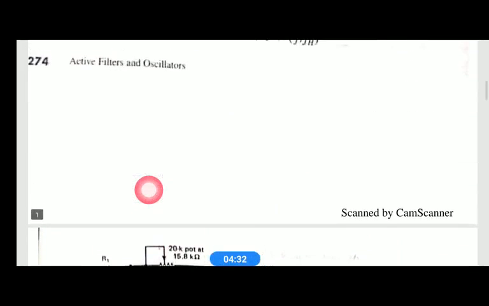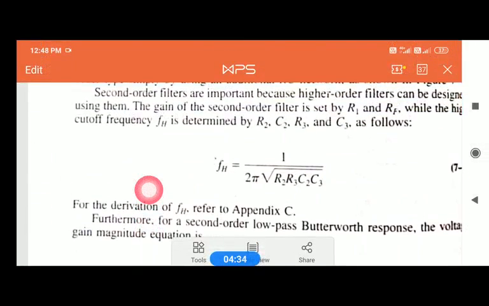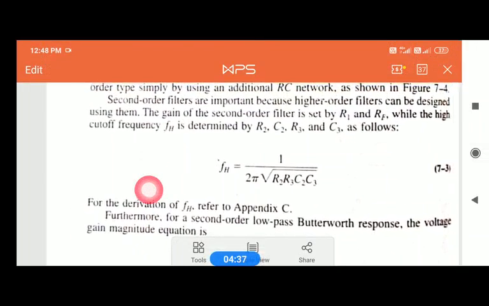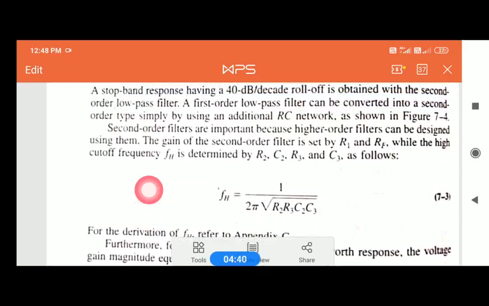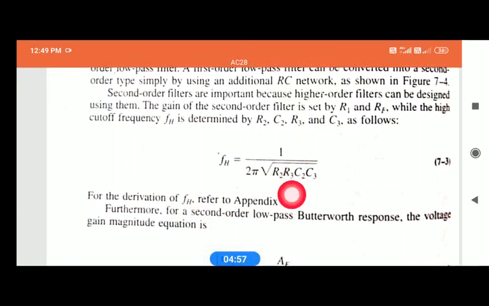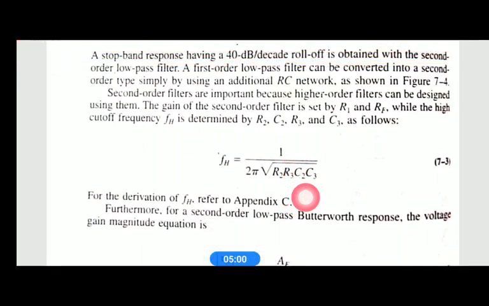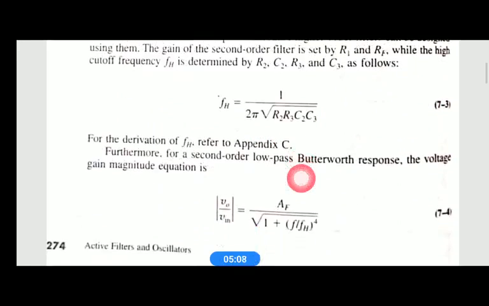So let's analyze this circuit. If you derive the equation for this second order filter, which is not given here, we get the higher cutoff frequency for the second order Butterworth filter as fh = 1 divided by 2 pi root of R2 into R3 into C2 into C3. You can see here equation 7.3.